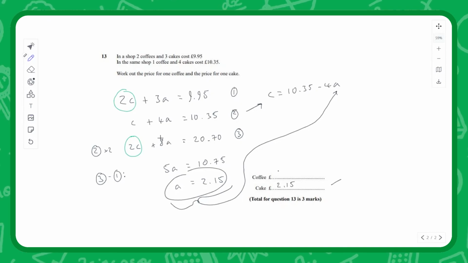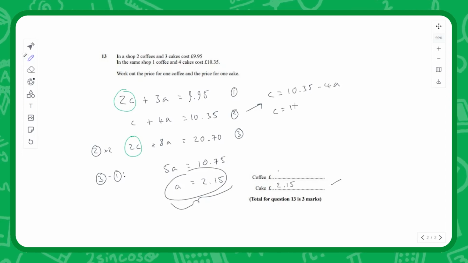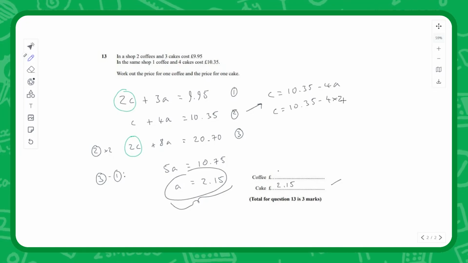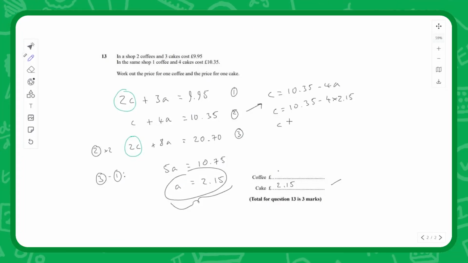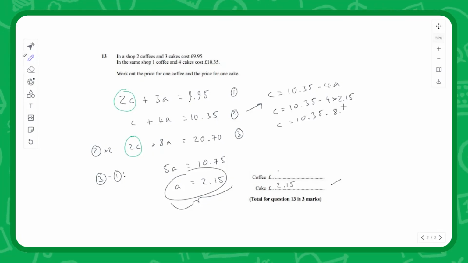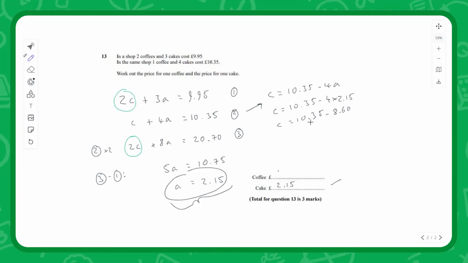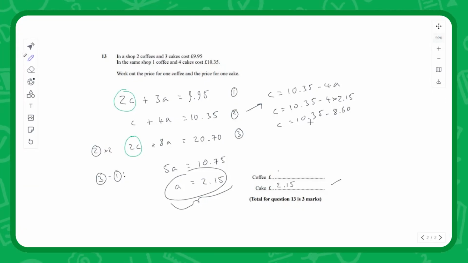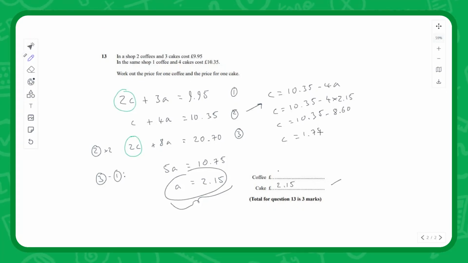That's going to give me, I might just make a bit of room, c is equal to 10.35 minus 4 times 2.15. Well, 4 times 2.15 is going to give me £8.60. So 10.35 minus £8.60. I'm going to be super lazy to make sure I get this right. 10.35 minus £8.60 is going to leave me with £1.75. So c is 1.75.